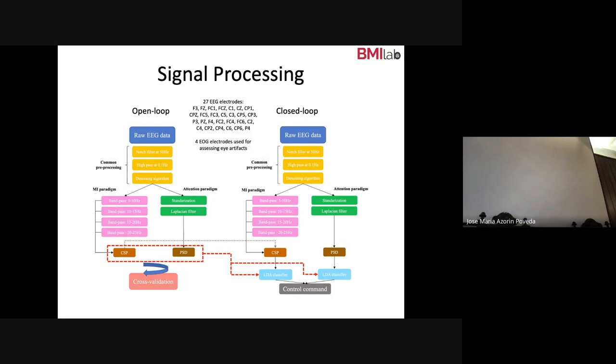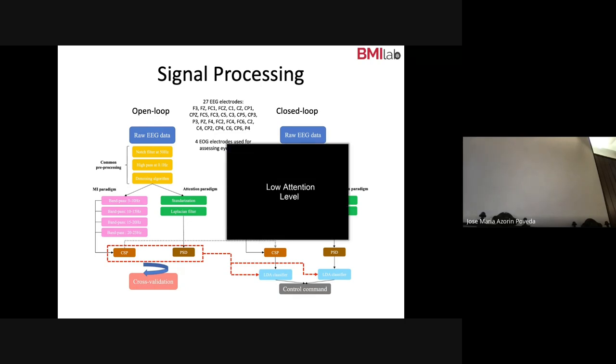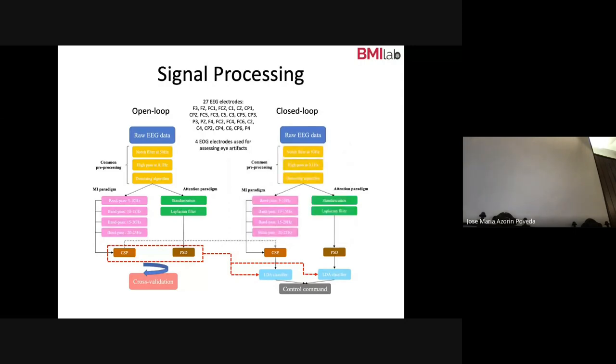Well, I'm not going to discuss a lot of the detail of the signal processing algorithm, but I have to say that we developed 2 different kinds of algorithms. One algorithm is related to detecting the attention level of the user. So in this case, basically what we did is, we are going to try to get an index between 0 and 1.